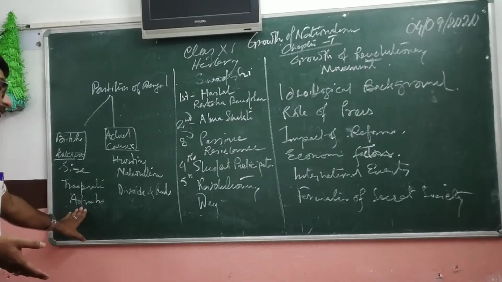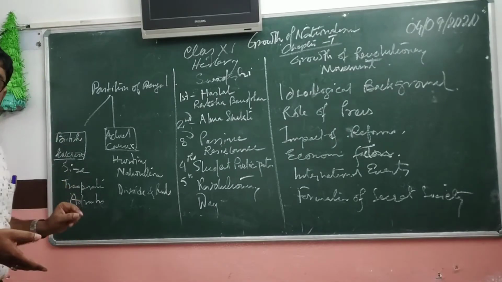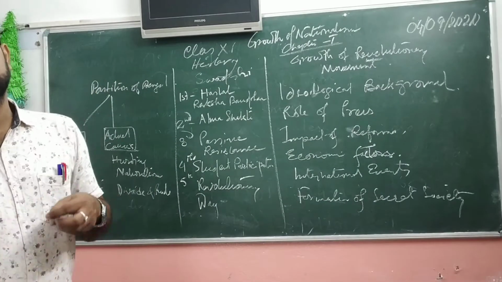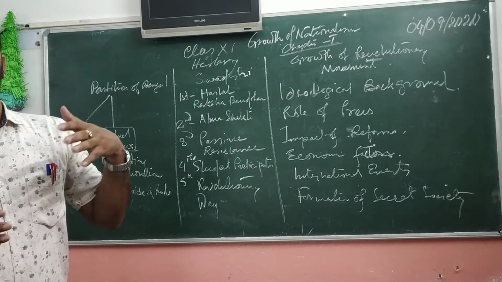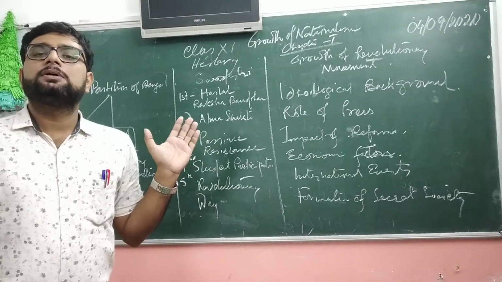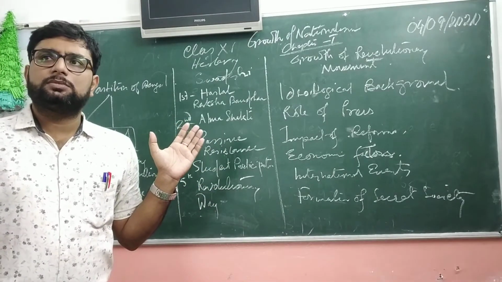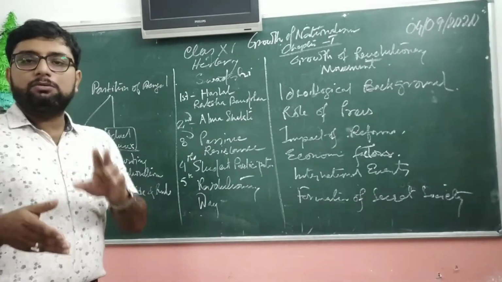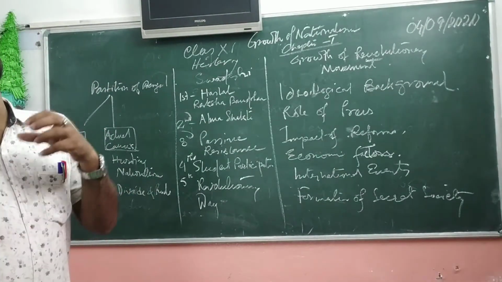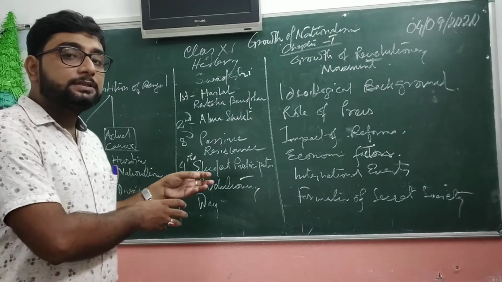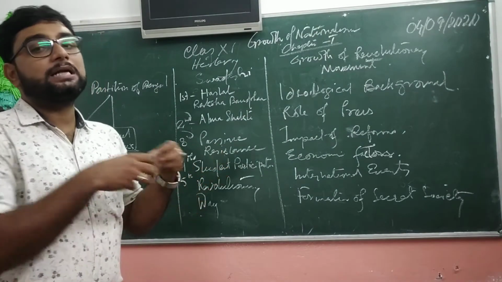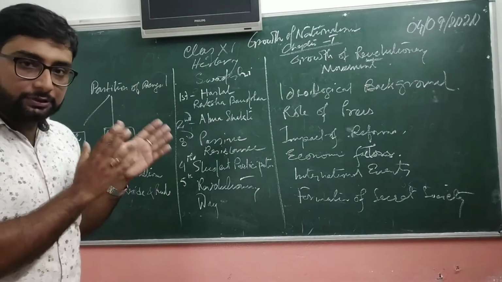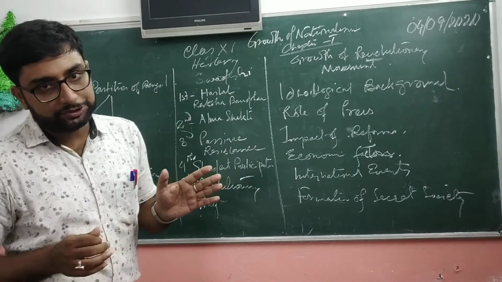Next is administration. It is related with the size. They said that it was very difficult to administer this place. The place was full of jungle, full of tribals, full of other problems like transport and communication. That's why they said it would be better if we divide the province for the sake of administration.